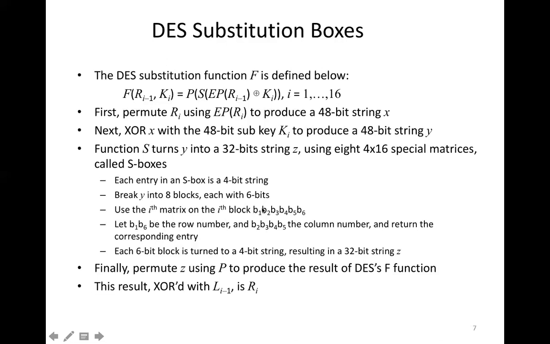Some of these 2 bits will be a row number, and some of the 4 bits will be a column number. In particular, in this case, we use the first bit and the last bit as the row number, and the middle 4 bits as the column number. So you do a table lookup, get the entry, and that will be the value of S on the i-th block. Then you get a 32-bit output, and then you apply P. This is a permutation that still gives you a 32-bit output. So that's what this substitution function does.